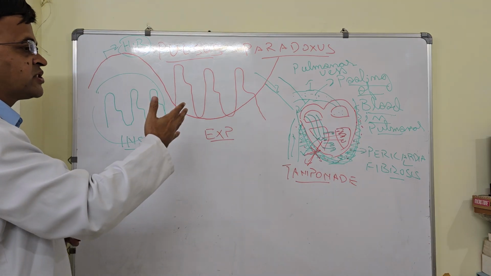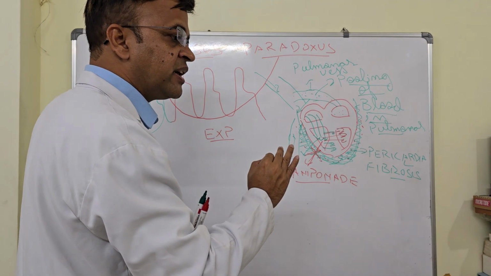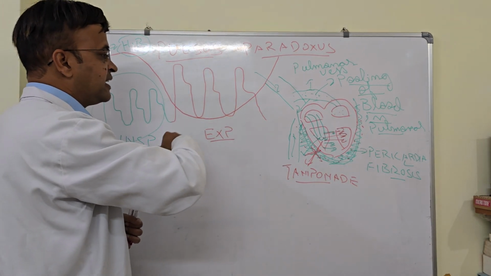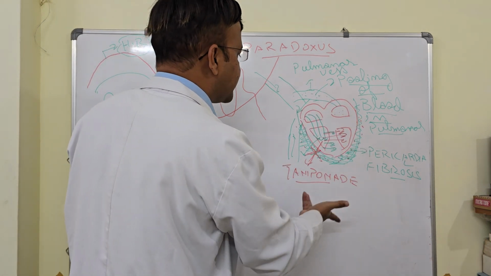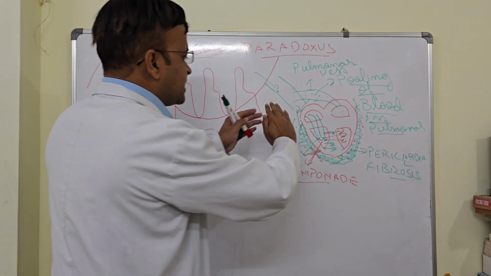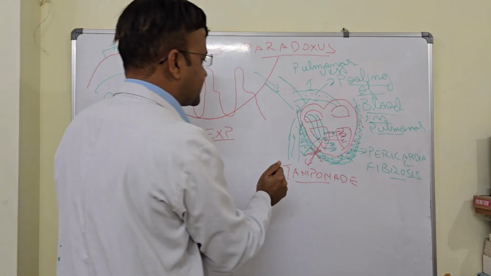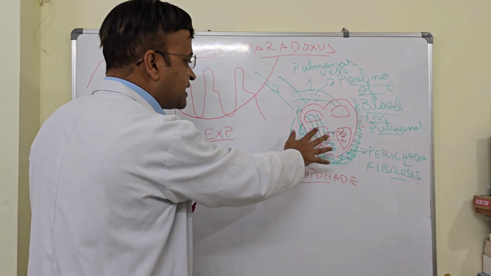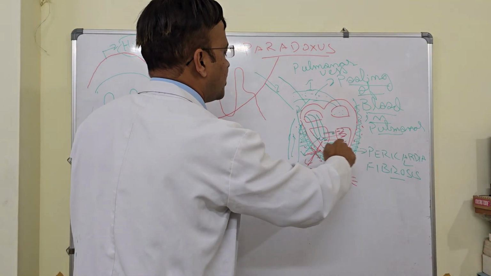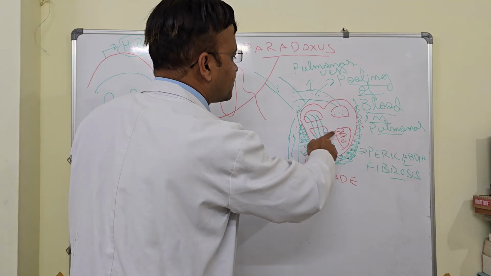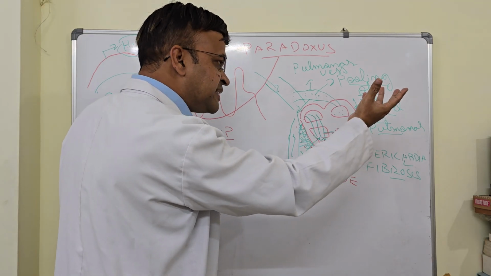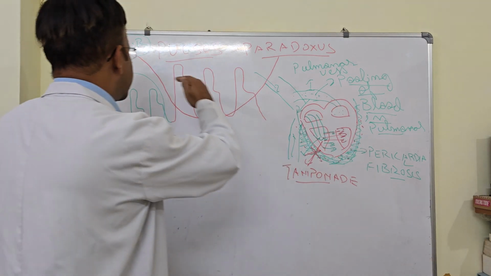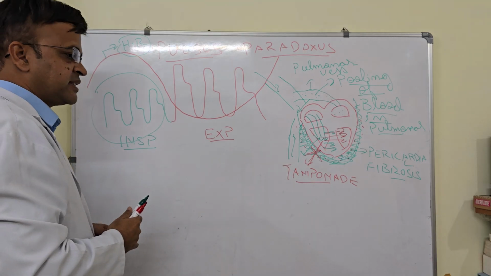So the pulsus paradoxus is completely physiological. It is found in all individuals, right? But it gets exaggerated in pericardial fibrosis, in cardiac tamponade, because the heart has got much more limited space. So just in case the right ventricle gets filled, it can't expand outside. The whole force of expansion goes onto the left ventricle, and since it gets expanded improperly, it's going to contract improperly and the pulse volume will be reduced, right?